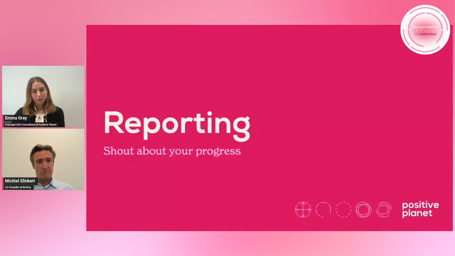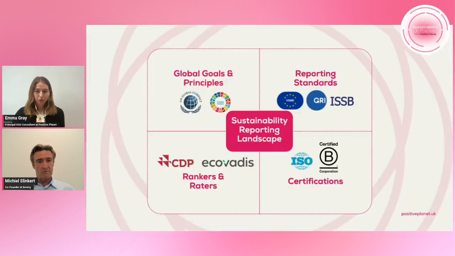And then reporting as well. So how to shout about your progress. The sustainability reporting landscape is incredibly complex, as we saw earlier. I've tried to make a bit of sense of the various acronyms by categorizing them, despite some blurring between a few of them. So top left, you've got your global goals, and these are targets or principles you can start aligning towards whenever you can.